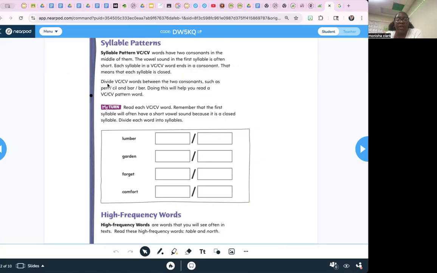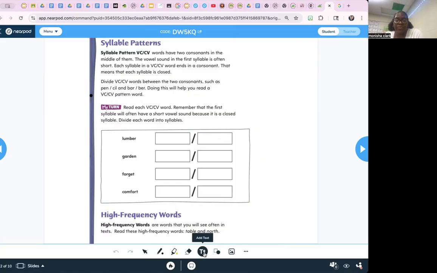So here's an example of what we're talking about. When we divide words by their syllables, we're talking about the break in the word. It says divide vowel consonant vowel words between the two consonants, such as pencil. When we put our hand here, every time our chin hits our hand, that is a break in the word. Pencil. In between the two consonants, that is the break in the word. And barber, in between the two consonants, that's the break in the word. Doing this will help you read VC slash CV pattern words.